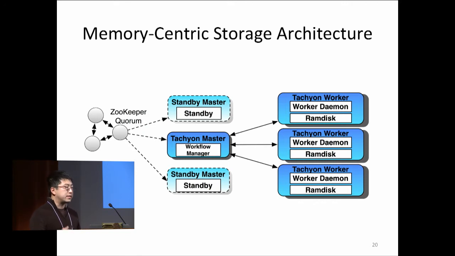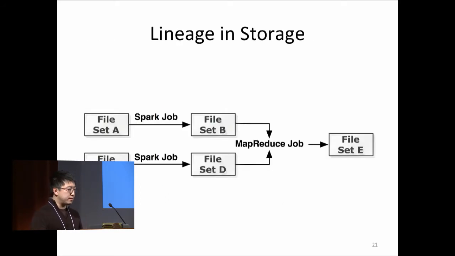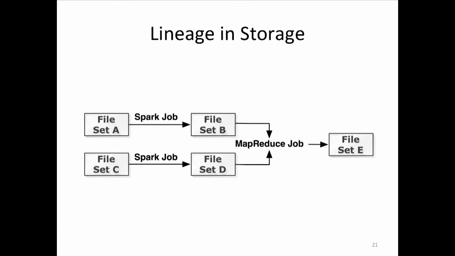And then, when the Tachyon client has the data locality, it will access the RAM disk directly without going through another process to guarantee the memory performance. And then, besides one single logical master, we have standby masters and use Zookeeper to do master fault tolerance. This is our architecture. And then this is a lineage concept inside the Tachyon.